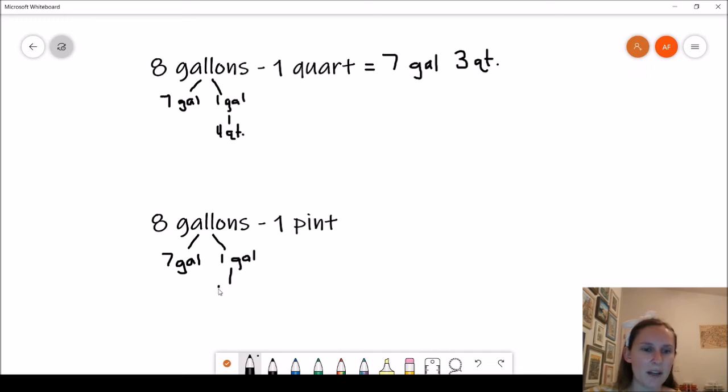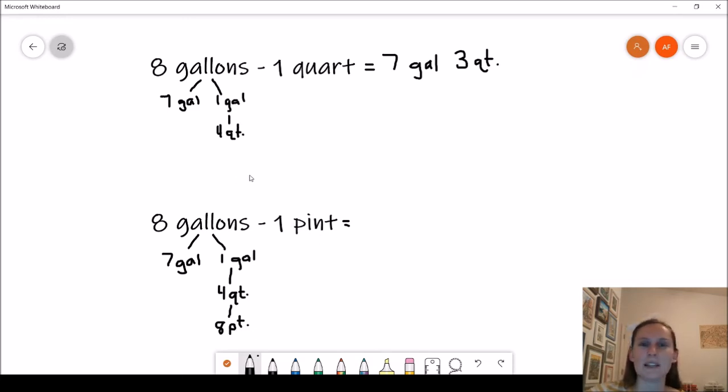Here's where this is going to require multiple steps. This 1 gallon I know is 4 quarts. But even if I convert this 1 gallon into 4 quarts, I still don't have any pints to take this 1 pint away from. So I'm going to have to do another step and convert these 4 quarts into pints. I know that each quart is 2 pints. So 4 quarts would be 8 pints. And now I have some pints that I can take this 1 pint away from. So this required 2 unit conversions in order to have pints that I could subtract from.